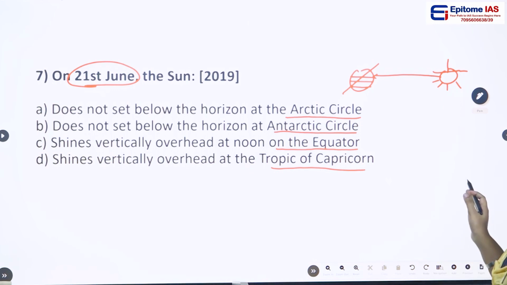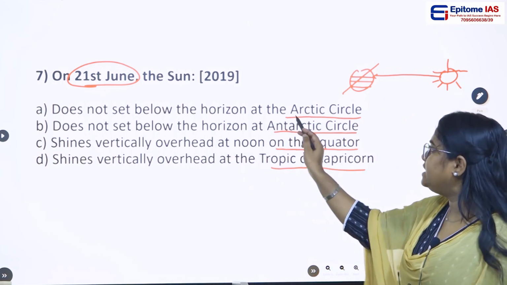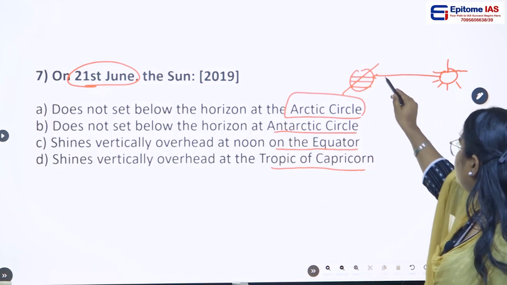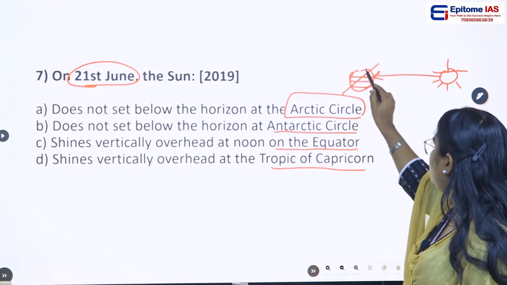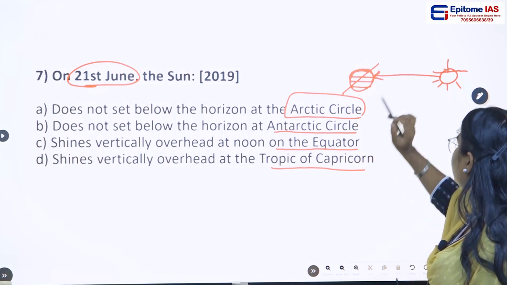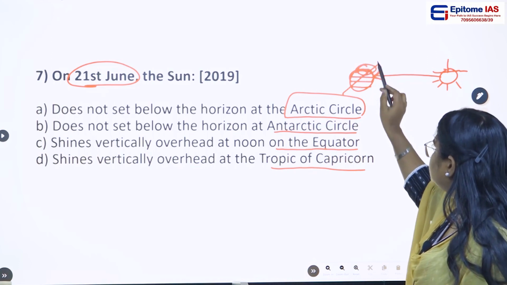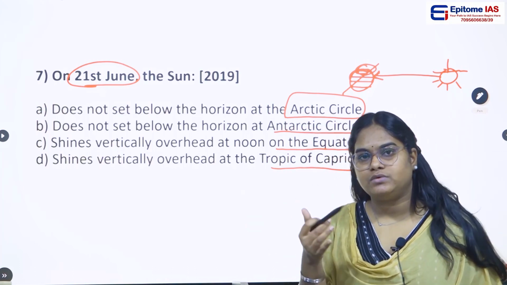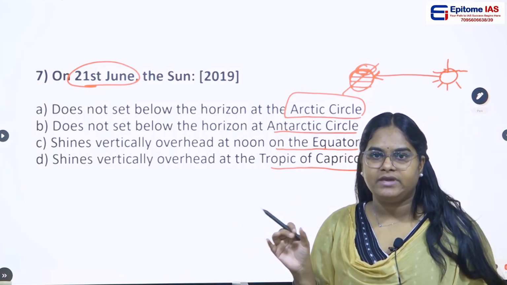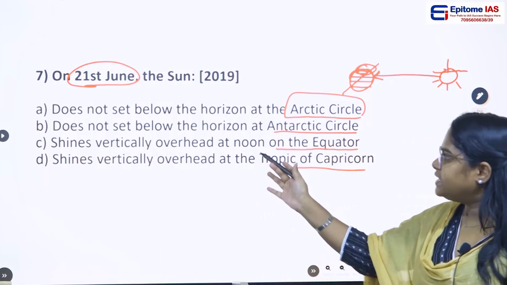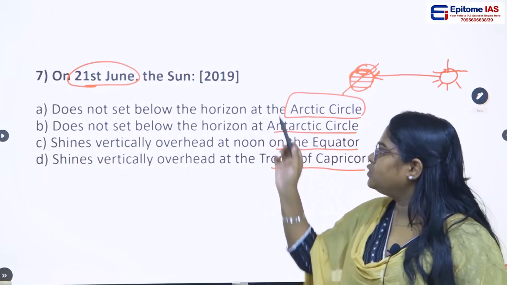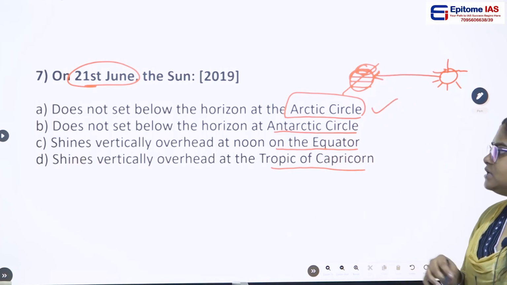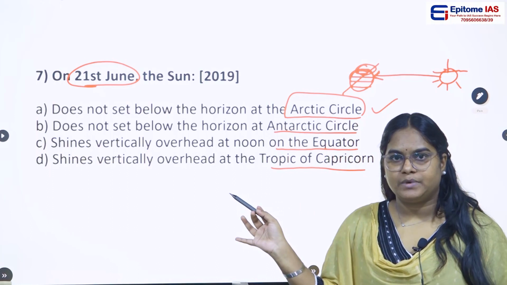Option A, they are saying in the Arctic Circle there is no sunset. Is that true? Yes, on June 21, this whole northern hemisphere is having sunlight, and especially the Arctic Circle and the North Pole have complete sunlight for around 6 months. There is not a single night. So they are saying the sun will not set below the horizon. This statement is correct. Yes, in the Arctic Circle there is no sunset because it is complete day.